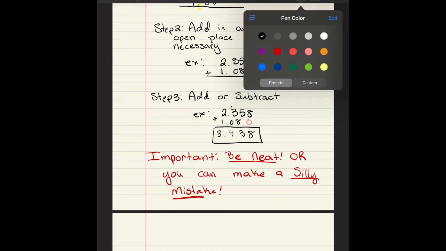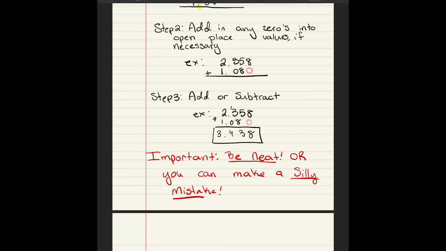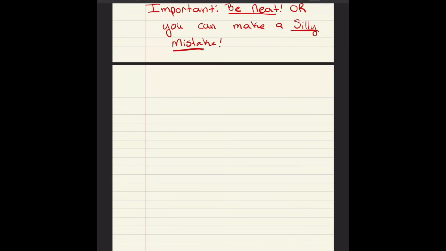It's okay to make silly mistakes. Everybody makes them. I make them all the time. But the point is that you want to minimize the amount of silly mistakes you make, because I want to make sure you know the problem. And if you do silly mistakes, it's going to take away from me knowing your ability. All right, examples.